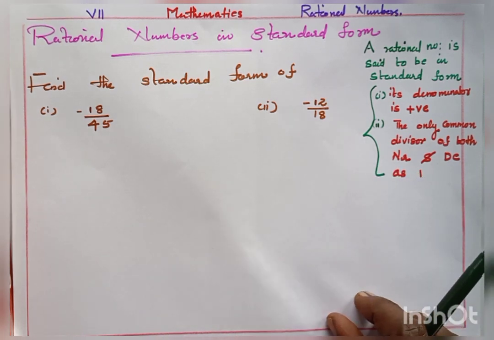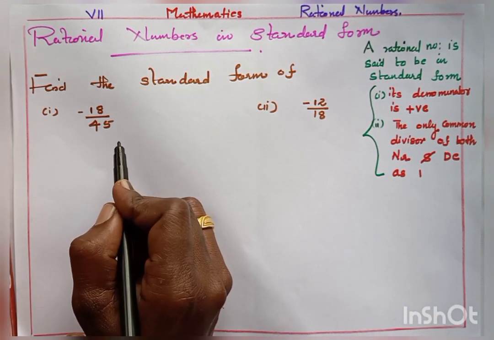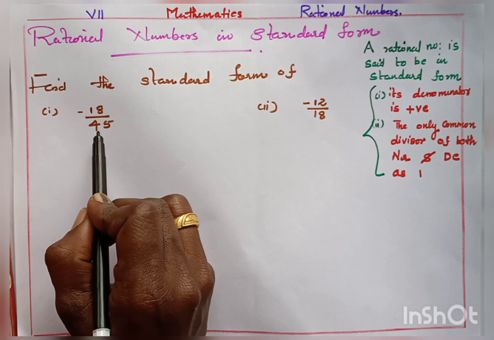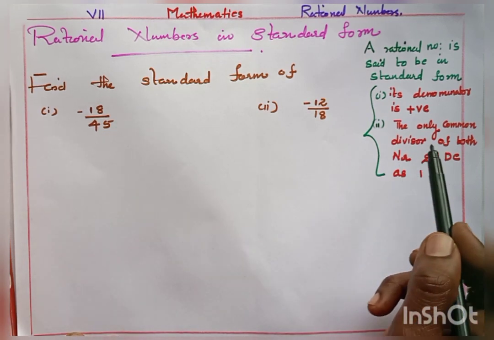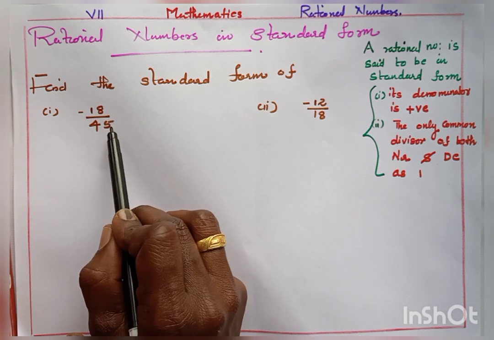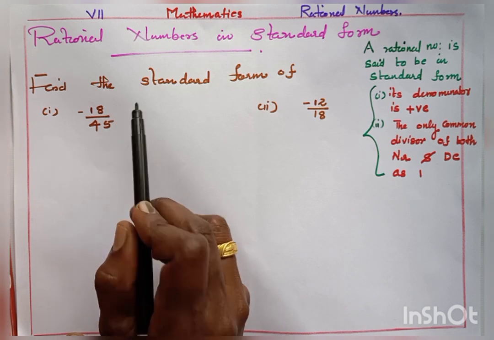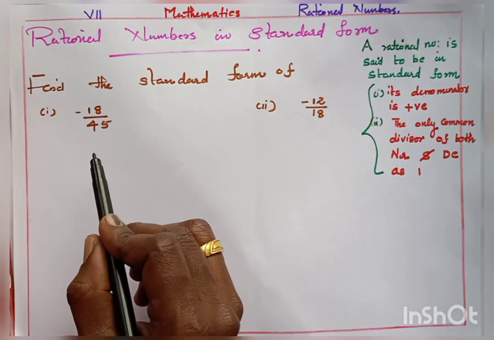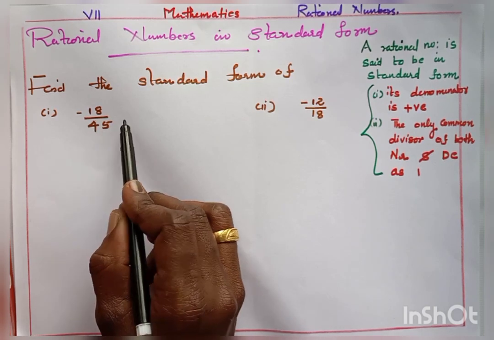So here the first question, standard form of minus 18 by 45. See, minus 18 by 45, the denominator is positive, so the first condition is okay. But the second condition, the only common divisor of both the numerator and the denominator should be 1. Here 18 and 45 are composite numbers, so they have many common factors.